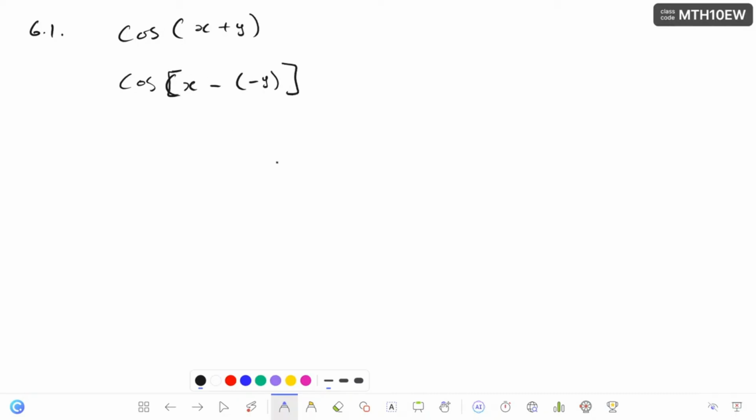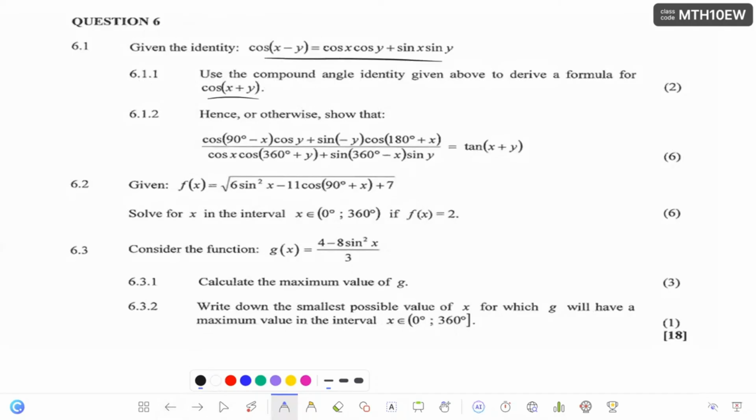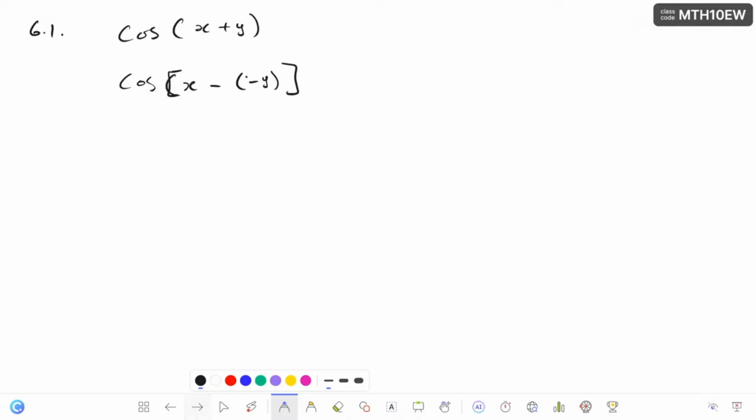I'll put it like this. So now we need to use the identity of saying cos x cos y plus sin x sin y. Because here it was negative, here it has to change to positive. So even here we need to use that identity.